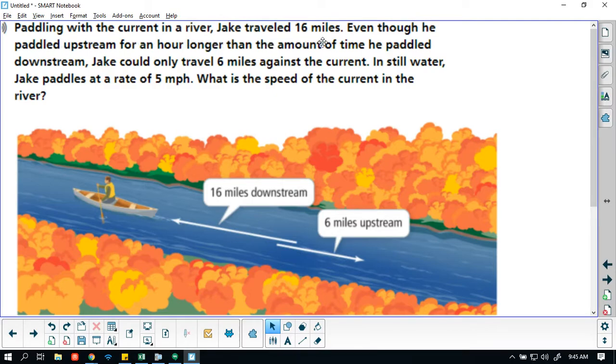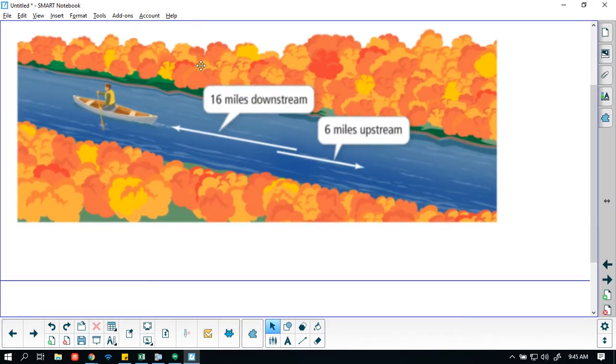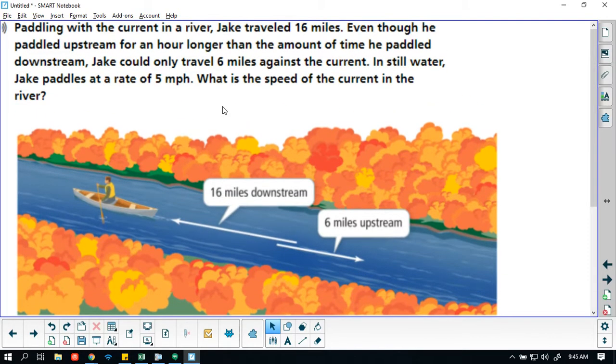Jake traveled 16 miles. So now we have another variable, the variable current here. Even though he paddles upstream for an hour longer than the amount of time he paddled downstream, Jake could only travel 6 miles against the current. In still water, Jake paddles at a rate of 5 miles per hour. What is the speed of the current in the river? So we're going to take his paddling to find out what the speed of the current is.